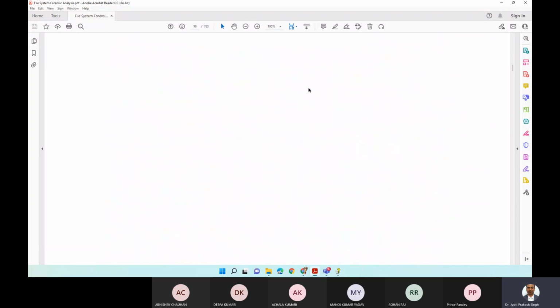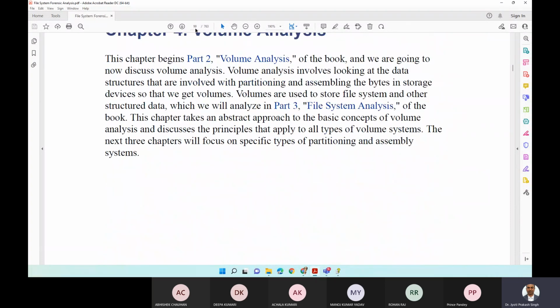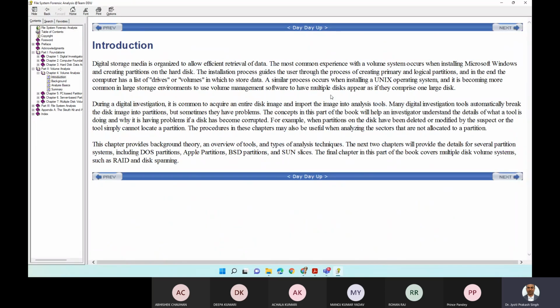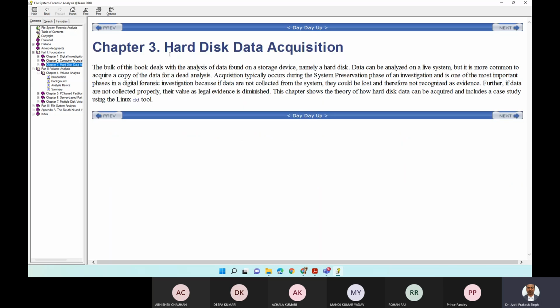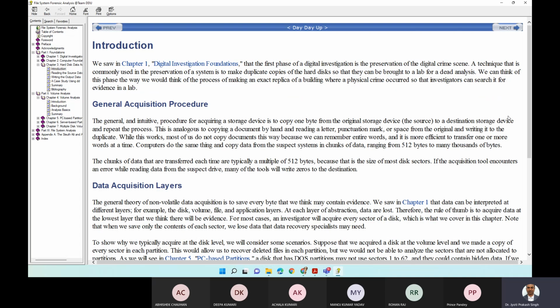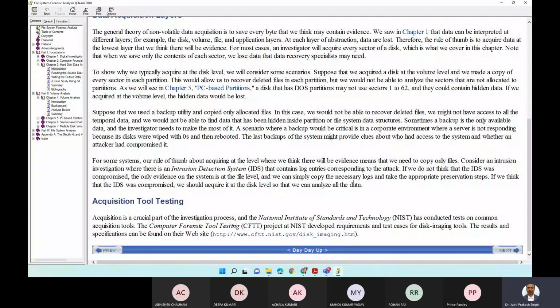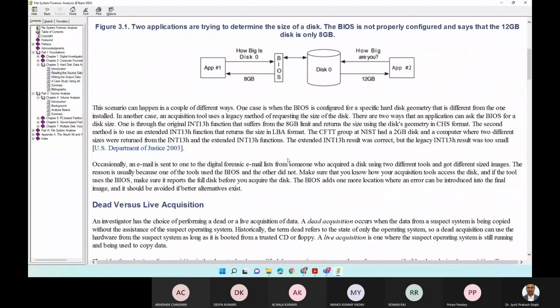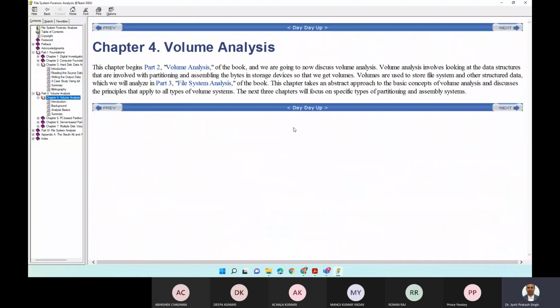Okay, so this is the chapter. I think this is page number 99. Let me go through the same book in a different format, CHM format. So last two classes in lab and in theory, we talked about how to acquire data. We talked about data acquisition, and then about what the different acquisition tools are, so DD etc. we can use. Okay, so today I will be going through volume analysis.